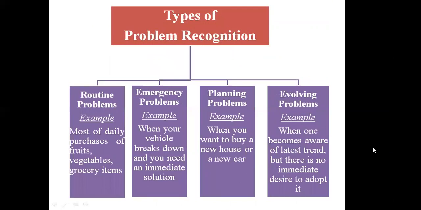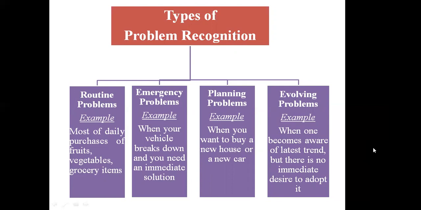In this slide, we will discuss the various types of problems that initiate the consumer buying process. First one is routine problems. These types of problems or needs are mostly associated with the purchase of products which are often purchased on a daily or routine basis. For example, most of the daily purchases of fruits, vegetables, and grocery items are part of routine problems.